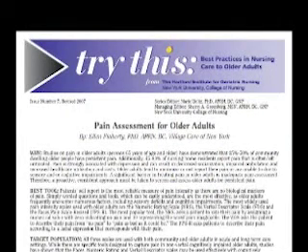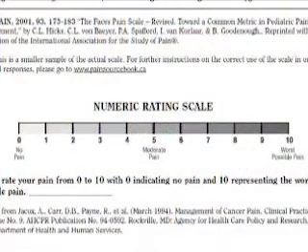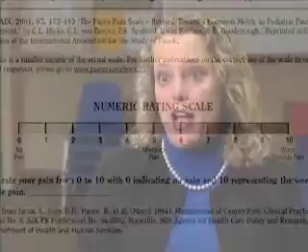The Try This for pain assessment in older adults focuses on 3 screening tools that we use for self-report of patients' pain. So the first tool is the Numeric Rating Scale, which asks patients to rate their pain on a scale of 0 to 10, 0 being no pain, and 10 being the worst pain that they've ever had. And that's a very common scale that's used across settings in patients of all ages.